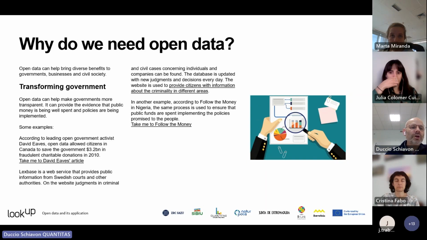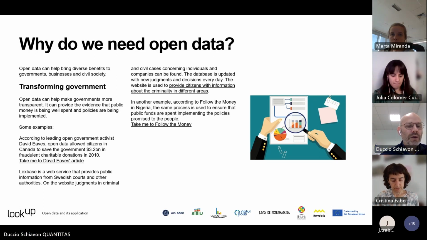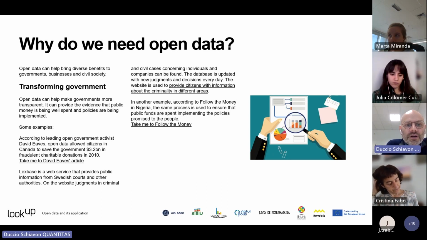Some examples: according to leading open government activist David Eaves, open data allowed citizens in Canada to save the government $3.2 billion in fraudulent charitable donations in 2010. Another example is Lexbase, a web service that provides public information from Swedish courts and other authorities. On the website, judgments in criminal and civil cases concerning individuals and companies can be found. The database is updated with new judgments and decisions every day.